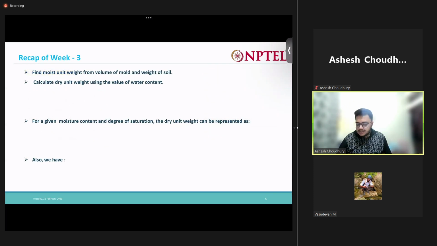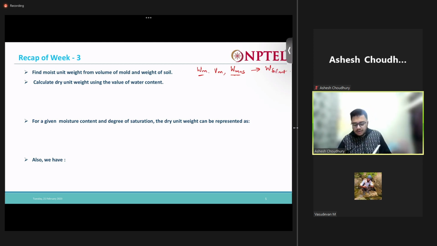So what we do is that we first find the moist unit weight from the volume of the mold and the weight of the soil. So we know the weight of the mold. Then you know the volume of the mold, correct? Now you have filled the mold with a certain amount of soil, and then we can again take the weight. So we know the weight of the mold plus the soil. Now if we deduct this weight from this weight, we will get the weight of the soil, correct? We get the weight of the moist soil.